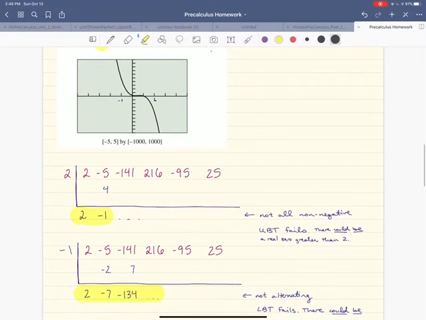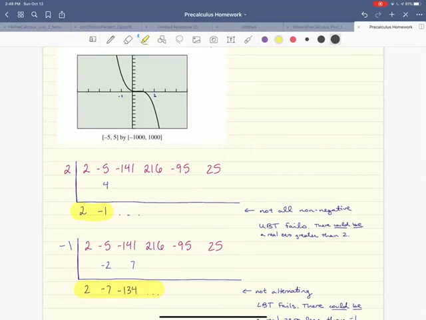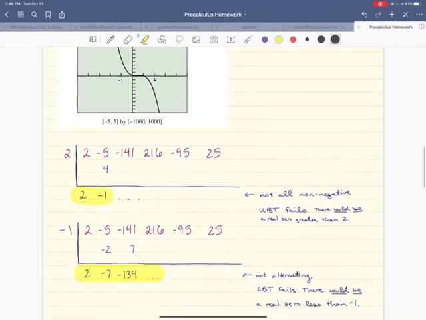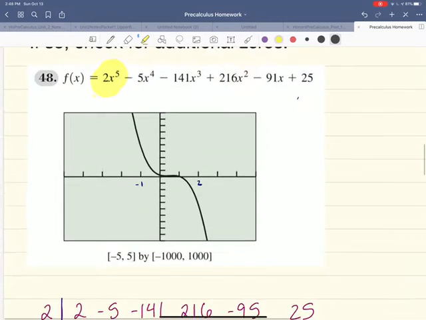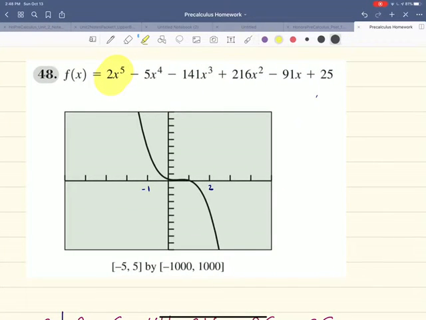Similarly, when we synthetically divide by -1, we see that the last line is not alternating. So this means there could be a real zero less than -1, and because of this viewing window, we know there has to be a real zero lower in value than -1 to have down, up, end behavior.